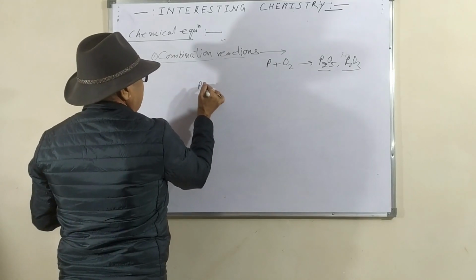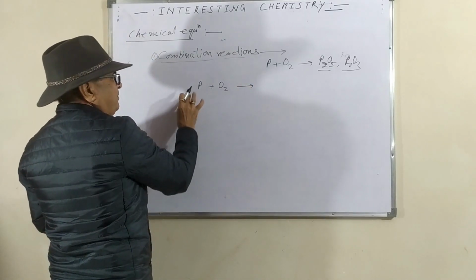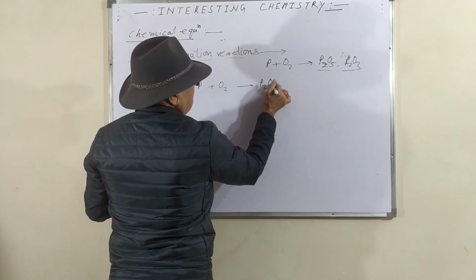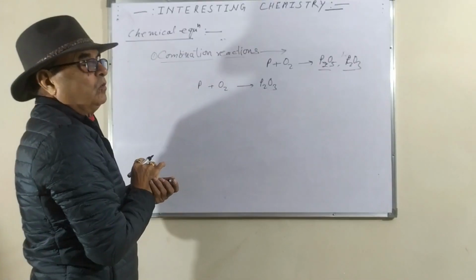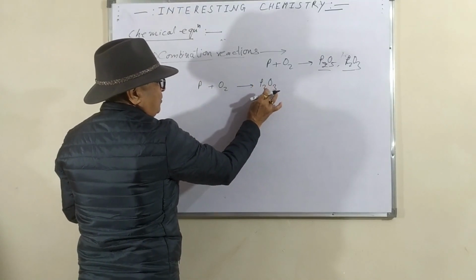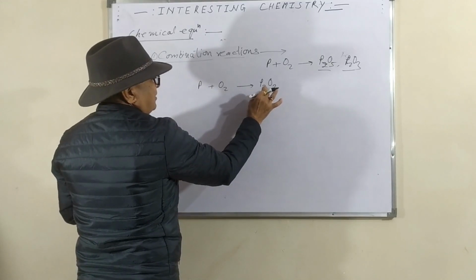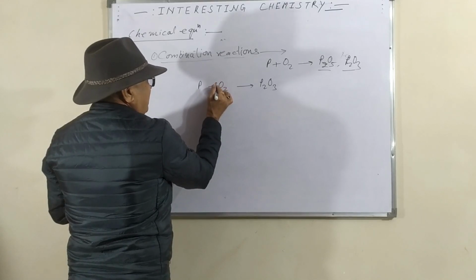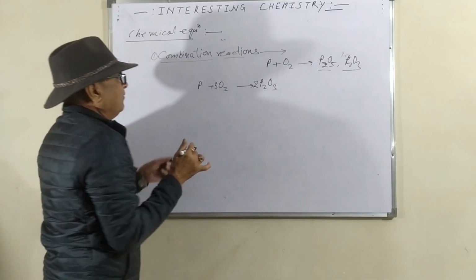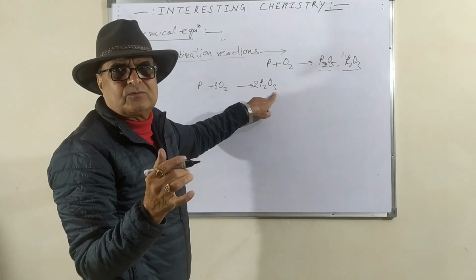You write P plus O2 gives P2O3. So how will you balance this equation? There are 3 oxygen on one side and 2 oxygen on the other. As I told you in my previous equation, multiply this oxygen with 3 and the P2O3 with 2. So here 6 atoms of oxygen, and here also 6 atoms of oxygen.